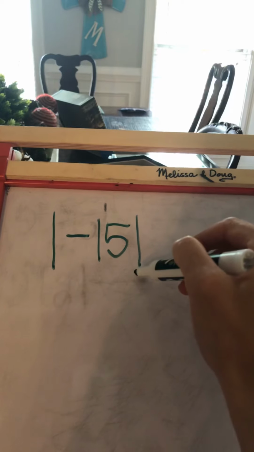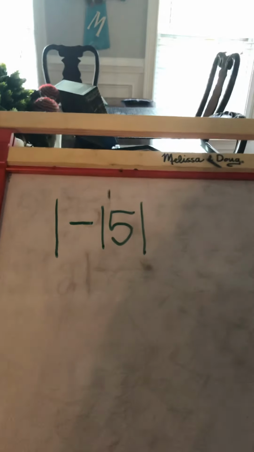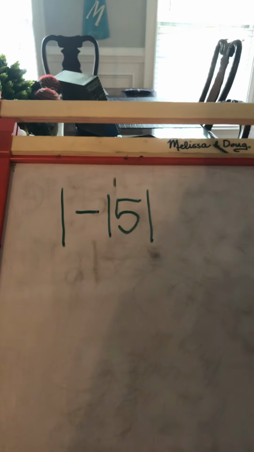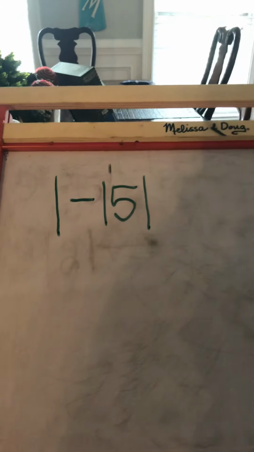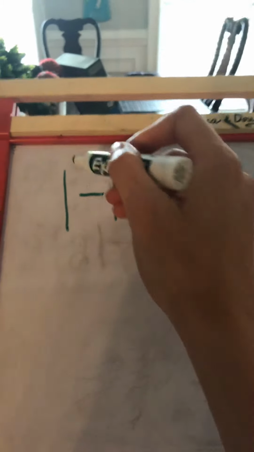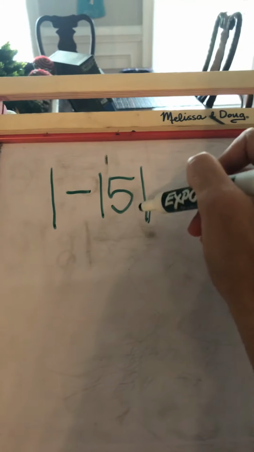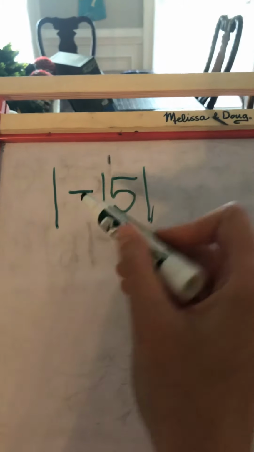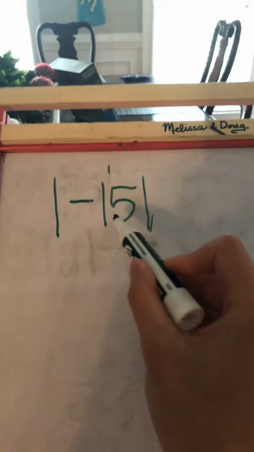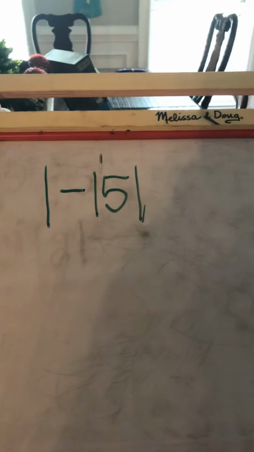It's going to look like this. See those two vertical lines? That means the absolute value of negative 15. So it's not going to actually say the word absolute value. These symbols, these vertical lines, represent absolute value. So this is asking, what is the absolute value of negative 15?